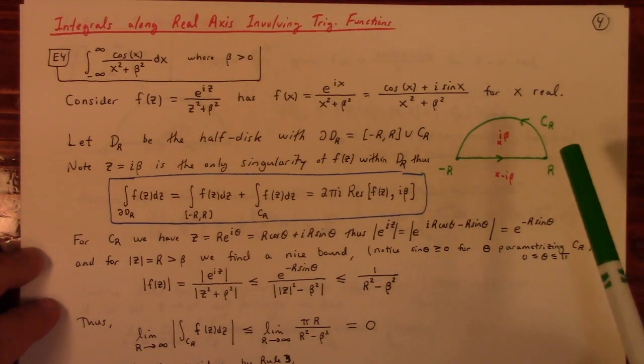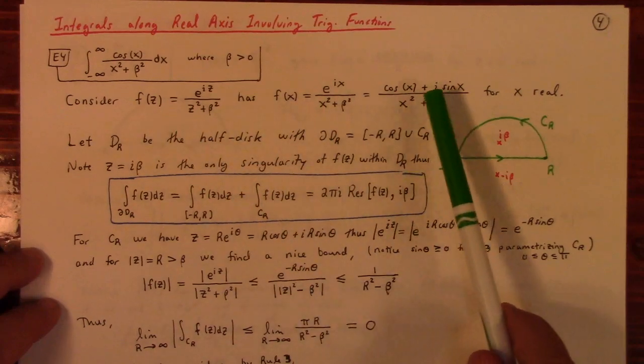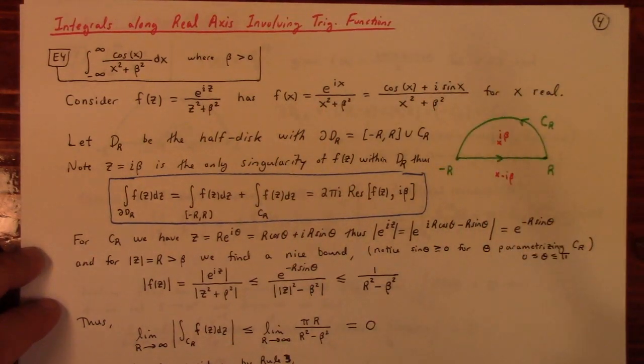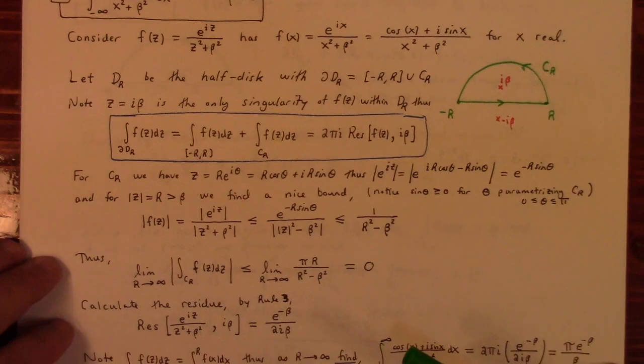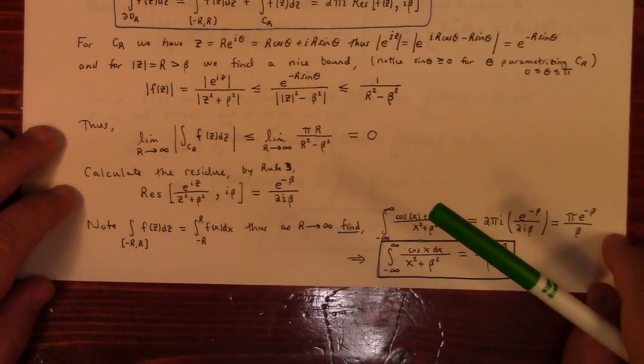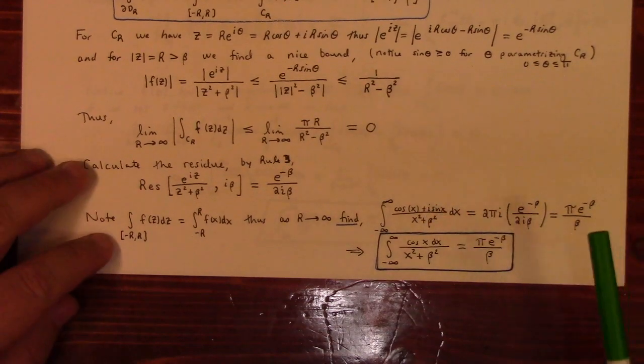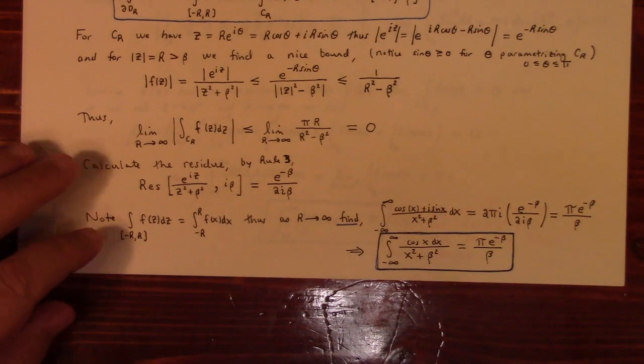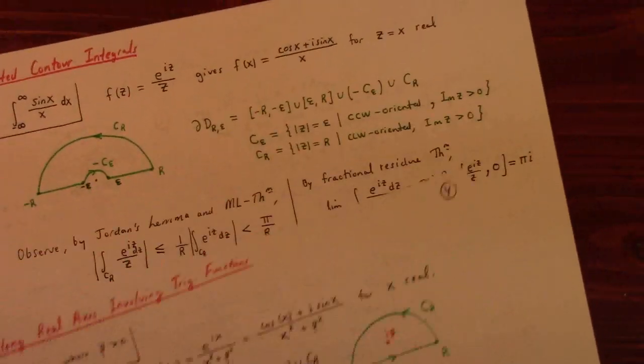But you do need to deal with the e to the iz thing and looking at the real and imaginary parts and all that. So there's a little bit more nuance here. Don't think we even needed Jordan's lemma to do this one. So since I had beta equal to 1, the answer to that question should have been pi e to the minus 1. Or just pi over e, you could say.